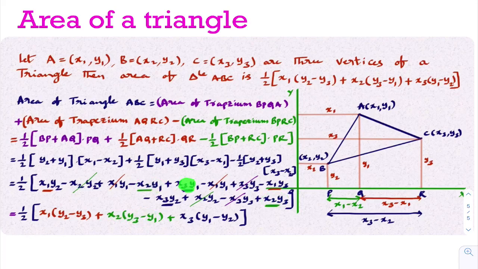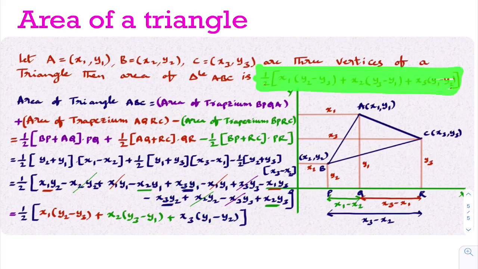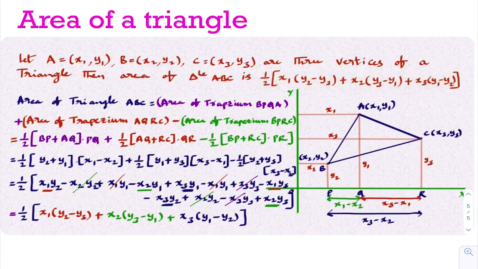Now remaining terms, this and this. In these two terms, you take x3 common. If you take x3 common, what you will get? y1 minus y2. I hope you are understanding. So finally, we proved that area of this triangle ABC is half into x1 into y2 minus y3 plus x2 into y3 minus y1 plus x3 into y1 minus y2.